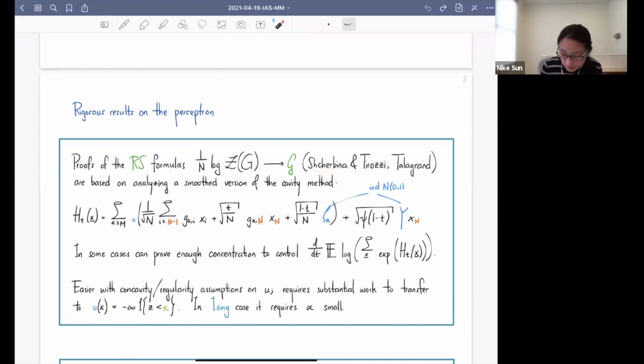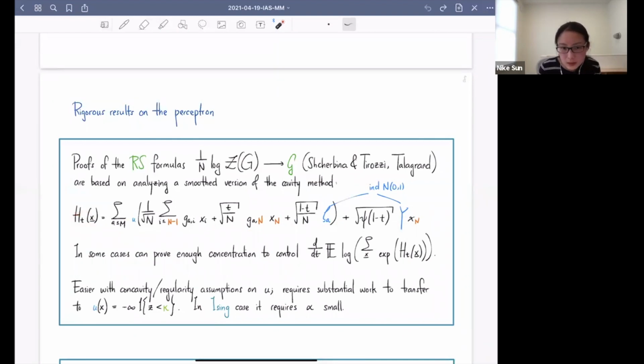This symbol, this thing I took from Talagrand's book, but it's not really meant to be parsed in great detail right now. The point is that you can consider a Hamiltonian where inside of the U you smoothly remove the last spin and you replace it by an independent random variable. And maybe outside you have a random field to compensate for that. So it's a version of the cavity method where t goes between 0 and 1.